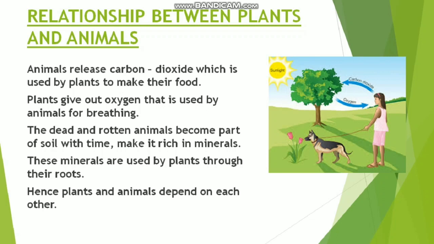Now, animals and human beings release carbon dioxide, which is used by plants for making food, and plants also release oxygen, which is used by us for breathing. When some of the animals die, they mix with the soil and make it rich in nutrients and minerals, and these minerals are absorbed by the roots to make food in the plants. Hence, plants and animals depend on each other.